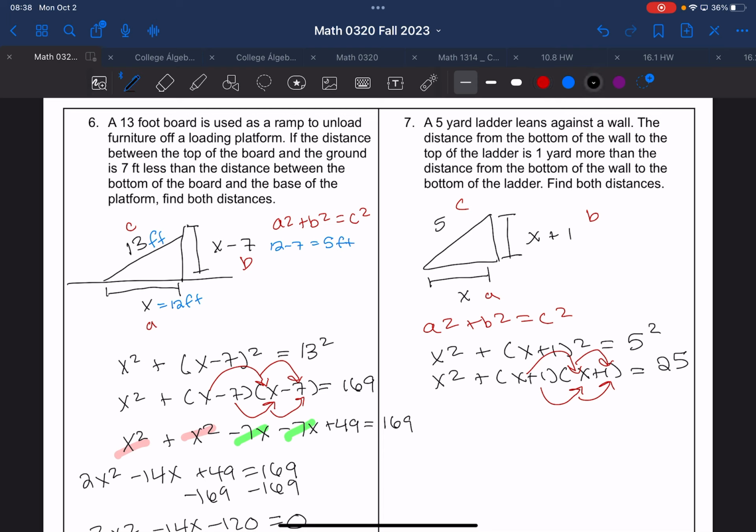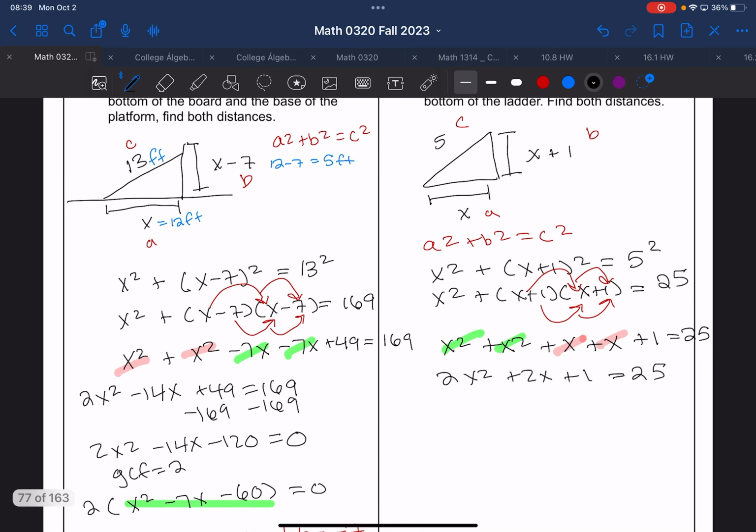Okay, so bringing down my X squared. Now doing the FOIL method, X times X is X squared. X times 1 is 1X, or you can just write X. 1 times X is X, and then 1 times 1 is 1, and that equals 25. Now I need to combine like terms. What are my like terms in this case? Good, the X squareds and the X's. So I have 2X squared plus 2X plus 1 equals 25.